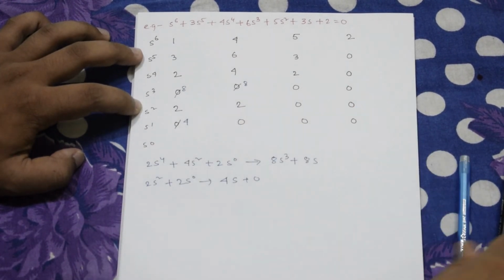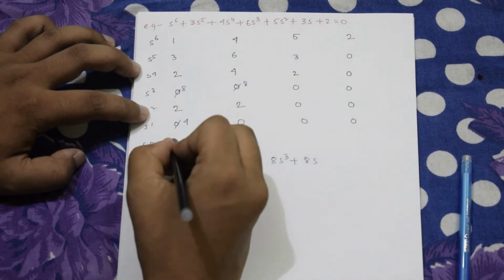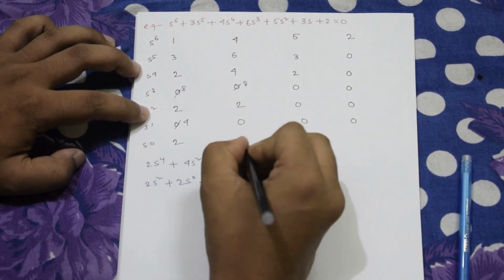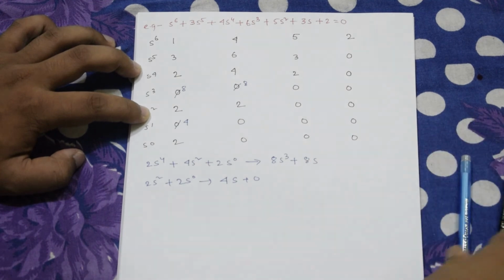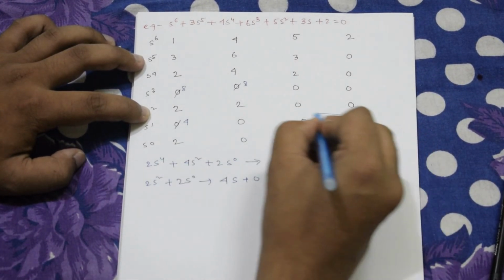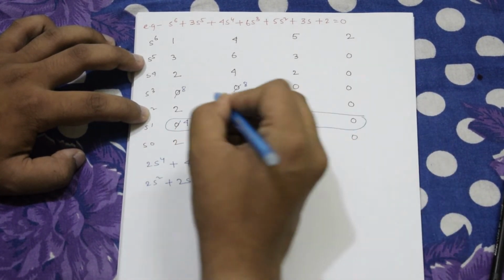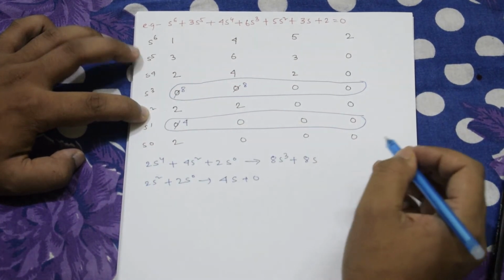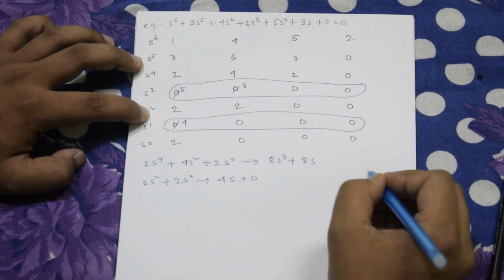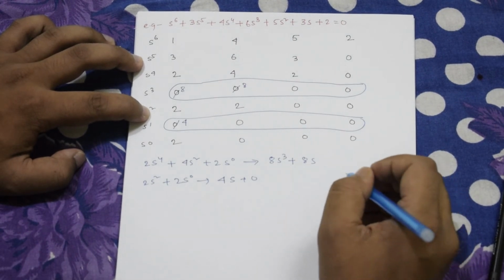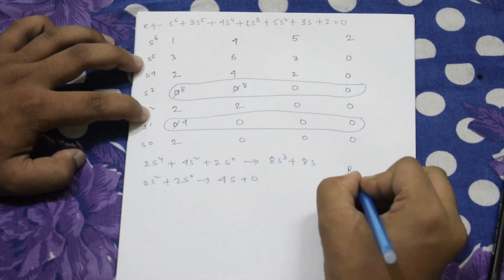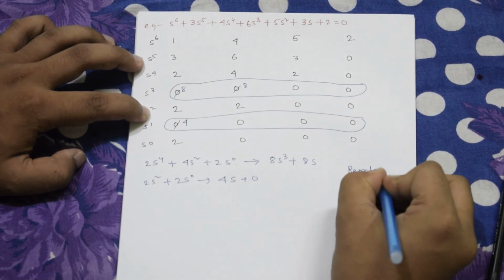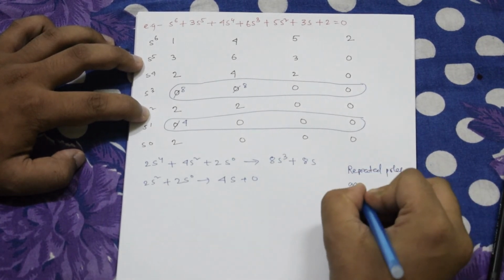Again we have to find this coefficient from here. 4 into 2, 8 by 4. It is 2. Now in this question we have 2 rows of zeros. This one and this one. Which means the rows which are symmetrical are repeated. Means repeated poles are present. Repeated poles are present here.